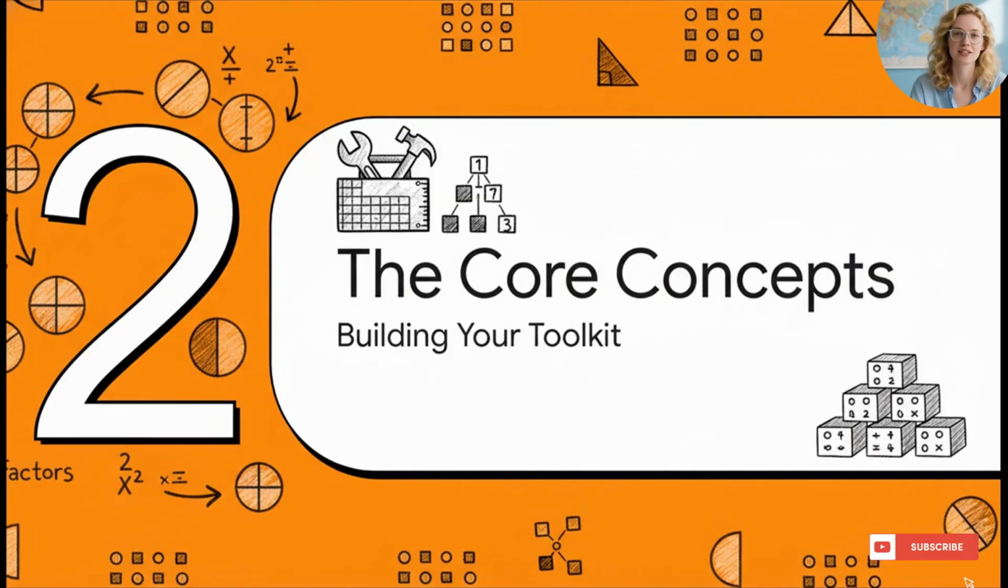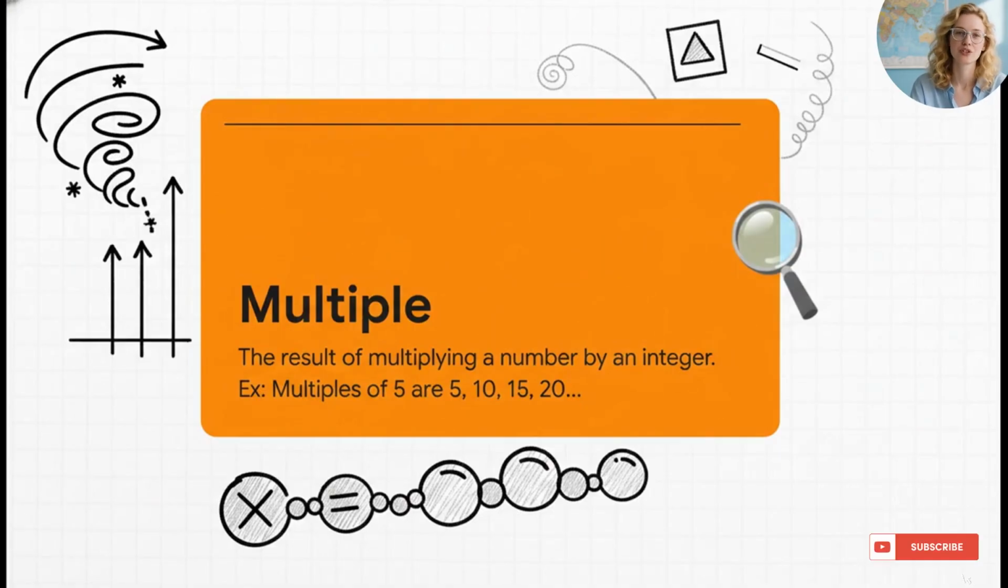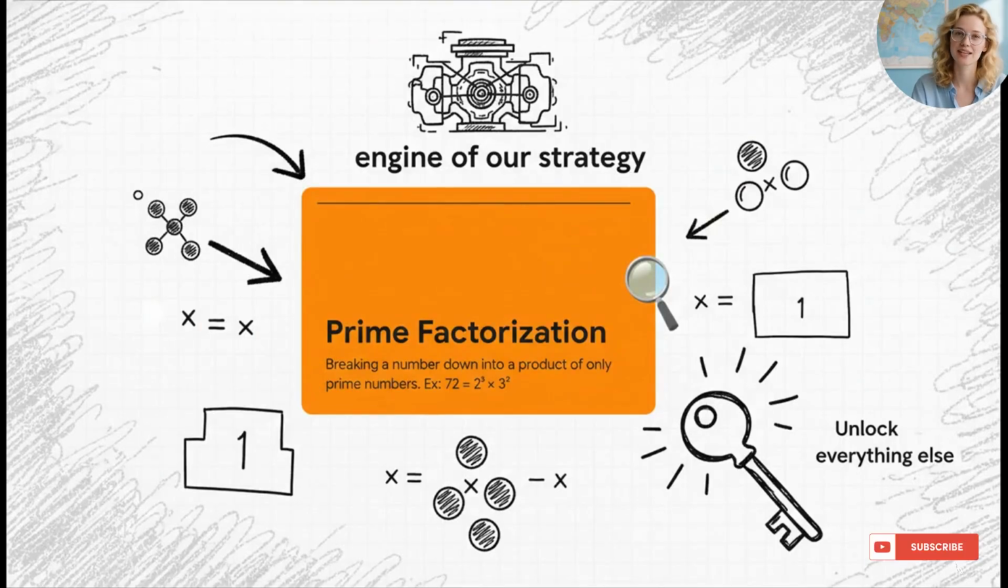All right, so before we build our master strategy, we've got to make sure our foundational toolkit is solid, right? We're just going to fly through these definitions real quick just to get them fresh in your mind. First up, we've got factors. And these are super simple, right? They're just the numbers that divide evenly into another number with no remainder. For 12, the factors are 1, 2, 3, 4, 6, and 12. That's it. Next up, multiples. The easiest way to think about these is your multiplication tables. The multiples of 5 are just 5, 10, 15, 20, and on and on. Easy enough.